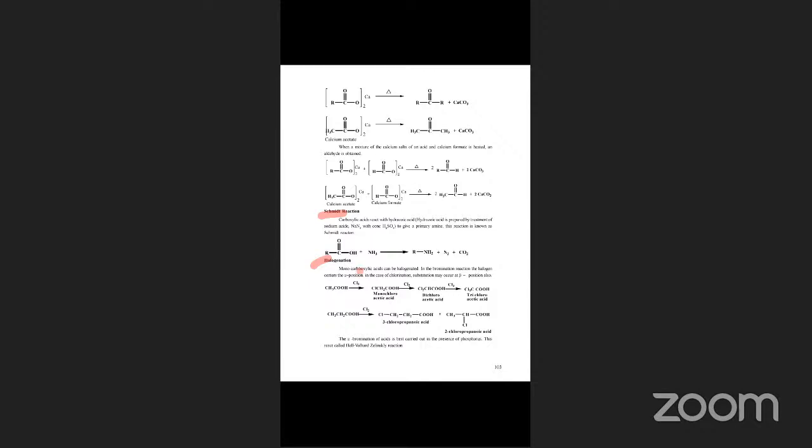This is also one of the important properties. Monocarboxylic acids, you know that mono means one COOH. Monocarboxylic acid means only one COOH group is attached to the alkyl group. Monocarboxylic acid can be halogenated. In the bromination reaction, the halogen enters the alpha position. In the case of chlorination, substitution may occur at the beta position also.